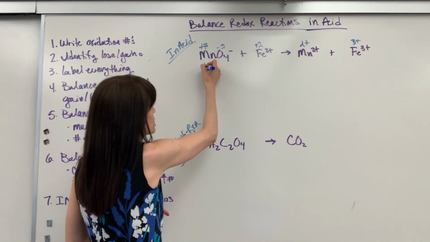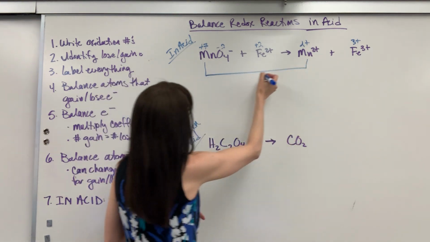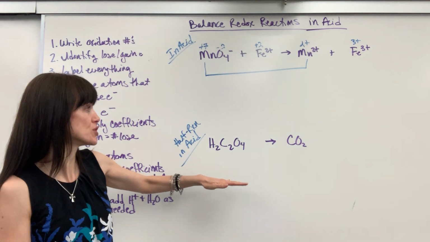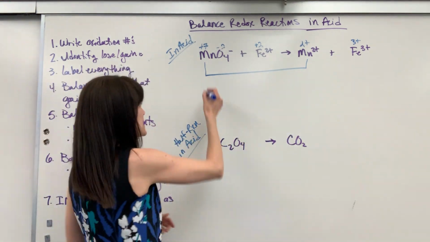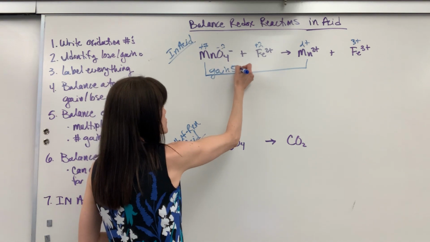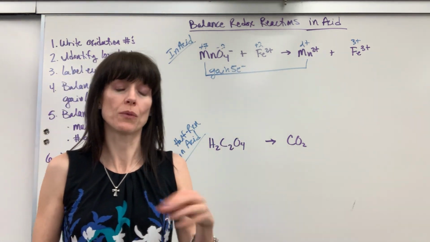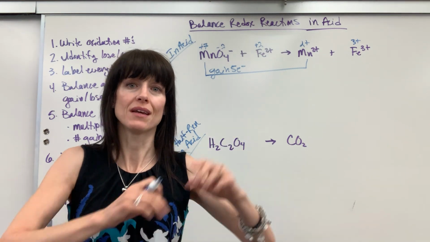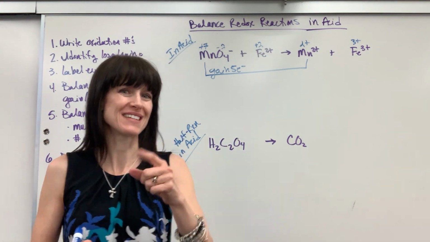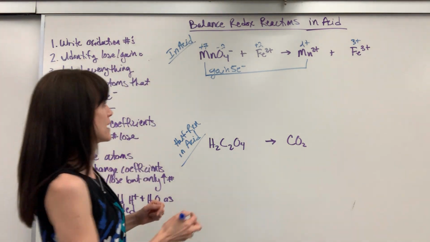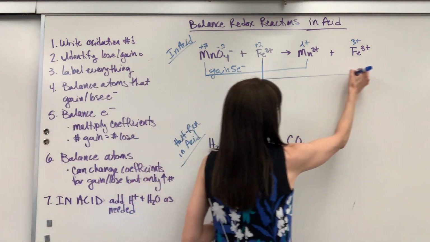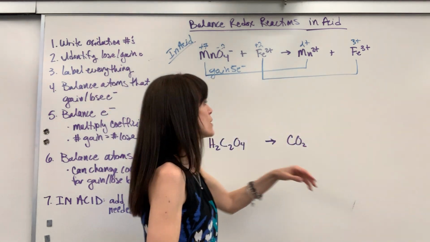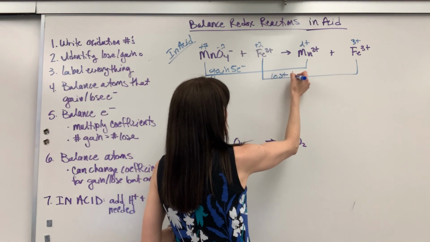Okay, we're going to identify what gains and loses electrons. Manganese is going from +7, okay, we've lost 7 electrons, to +2, which means we gained 5 electrons. If that was a leap for you, I want you to go to my playlist on redox and look at how to determine if atoms gain or lose electrons. Watch that video. Okay, we're going to gain 5 electrons. Now we have iron. It is +2, but now it is +3. So that means we lost 1 electron.